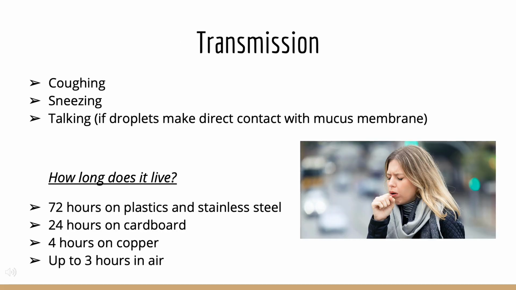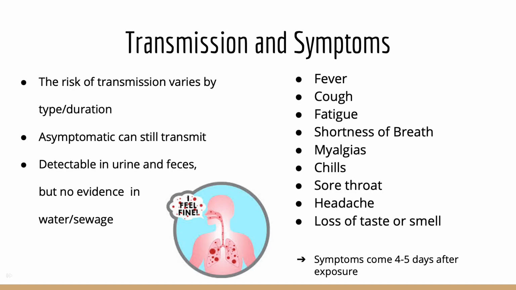As I'm sure you've heard 100 times by now, I would still like to review the transmission and symptoms of this virus. The main ways COVID-19 is transmitted is through coughing, sneezing, and even talking. Any way that droplets can make direct contact with a person's mucous membrane is a way that the virus can be transmitted. This virus can also live on surfaces and in the air for extended periods of time, making it extremely important to constantly be washing your hands. The risk of transmission varies by the type and duration.